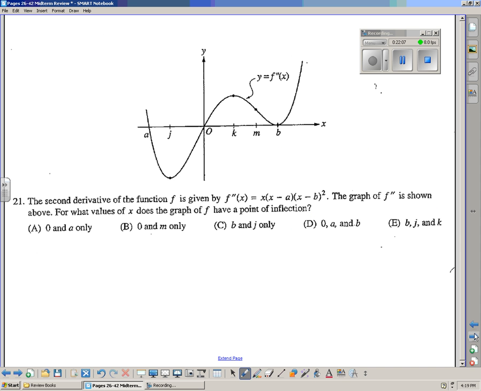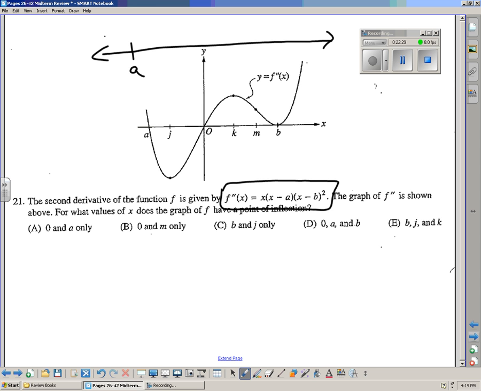All right, number 21, here's our second derivative graph. They even gave you a formula for the second derivative, which this question irks me a little bit because you don't need this. You could do the question with the graph or the formula. It says the graph of f double prime is shown above. Where does the graph of f have a point of inflection? So a number line is very useful for this.